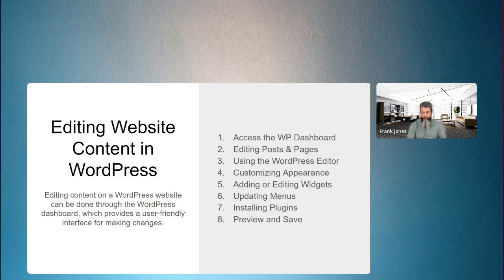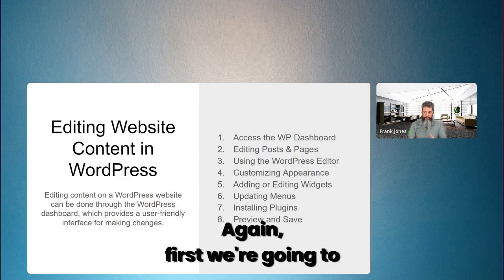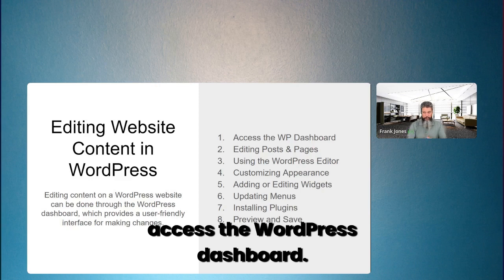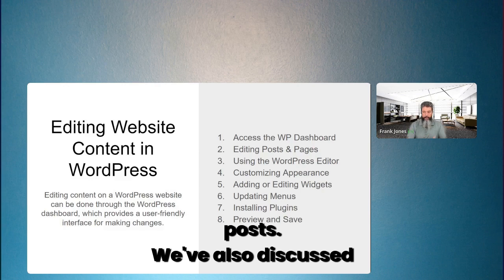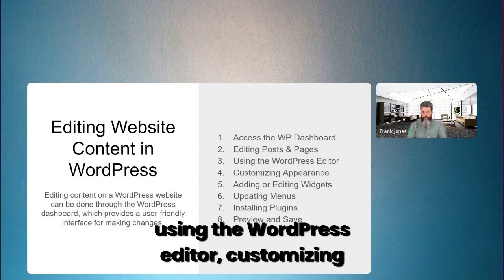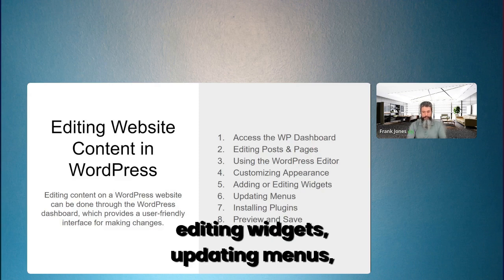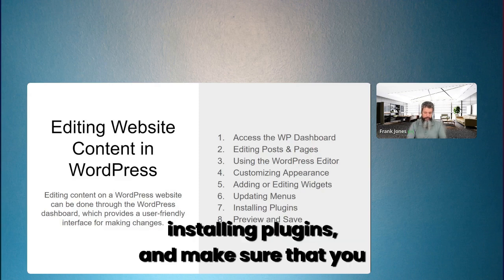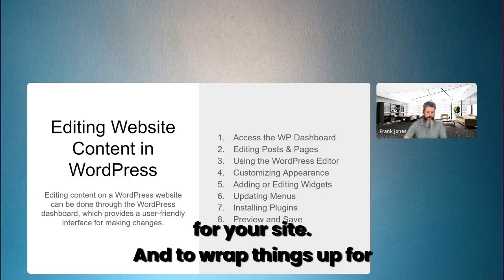To run through those steps real quick again, first we're going to access the WordPress dashboard. Then we can look at editing pages and posts. We've also discussed using the WordPress editor, customizing the appearance of your website, adding or editing widgets, updating menus, installing plugins, and make sure that you preview before you save any changes for your site.